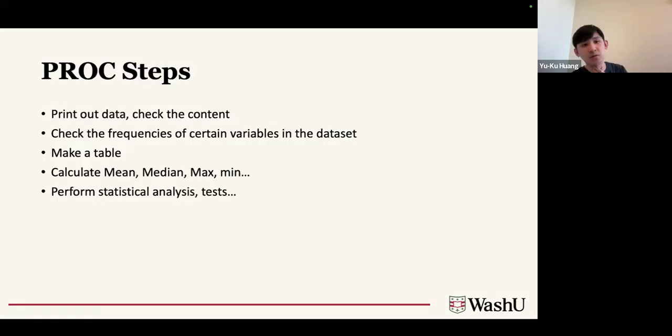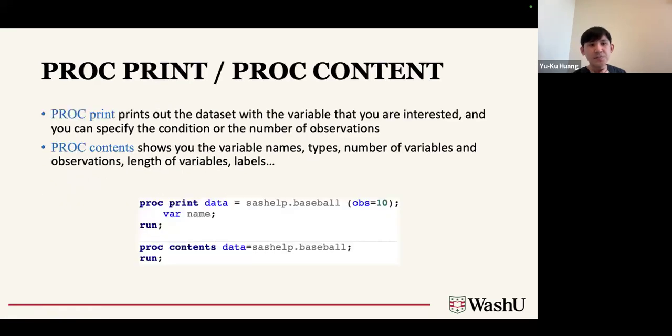All right, so I want to talk about proc steps real quick. Procedures are how you print out data and check the content, and make a table to calculate mean, median, or things of that nature. And proc print is probably the most used to see what's in your data. So you can use proc print and specify which data. And if you want to just look at the first ten observations, you can do so. And you want to use var for variable to see which variables you want to display.